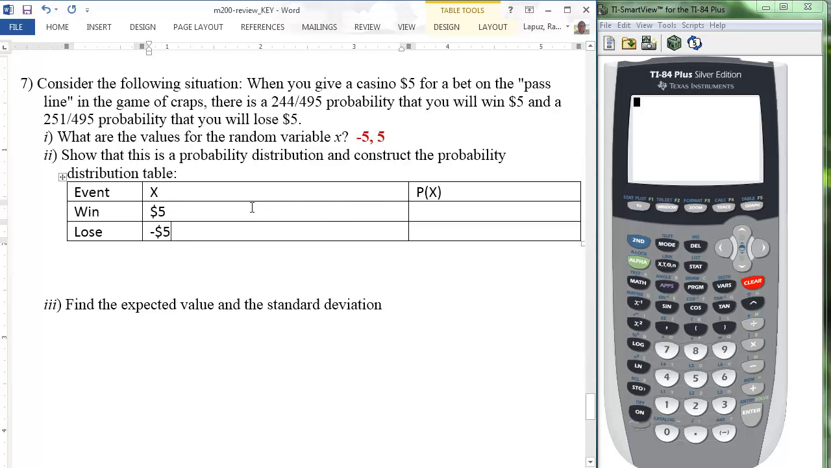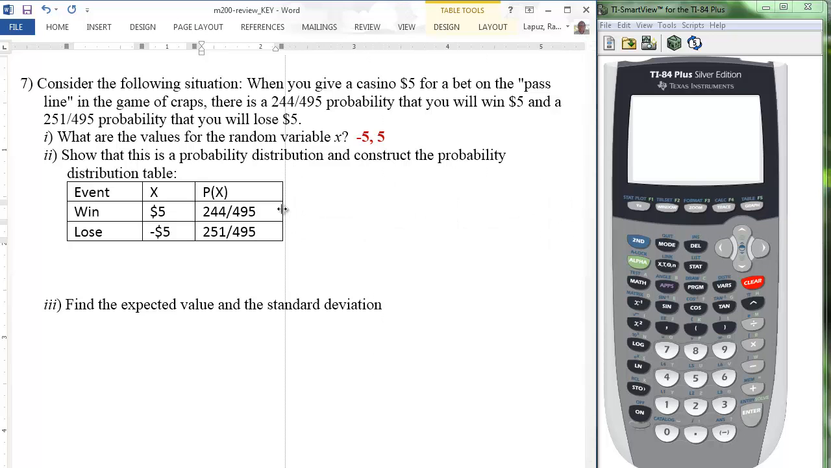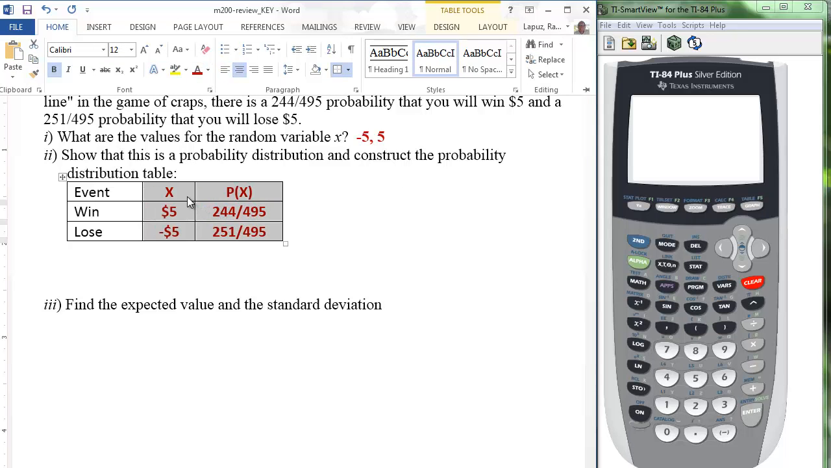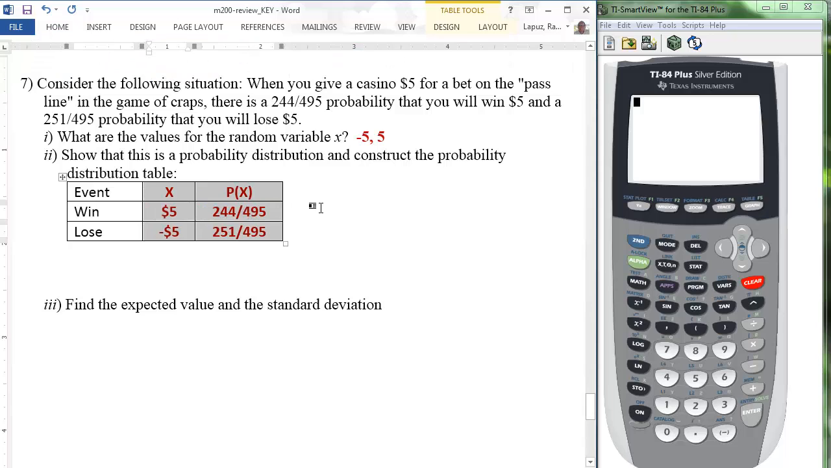So your first column for your probability distribution table would be a random variable column. Now, what's the probability that you actually win? They gave this to us already. That's 244 out of 495. And the probability that you lose is 251 over 495. So this is our probability distribution table. It's probably good to go as is. But like I said, we really just need to focus on this part of the table, because this is what gives us the probability distribution. This is just informational for us.